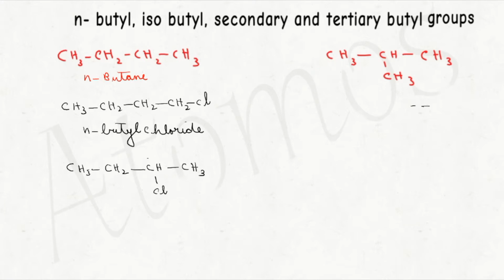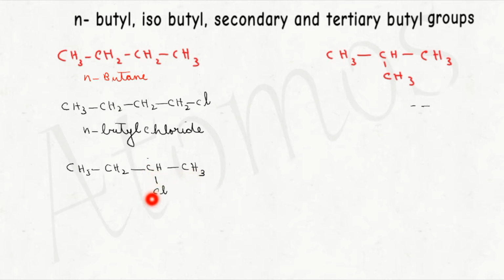Now what's the common name of this compound? First of all, we check which isomer this is. 4 carbon atoms having a straight chain, so this is normal butane. Then you check whether the substituent is attached to the end carbon atom. If it is attached to the end carbon atom, we don't change the name of the isomer; we will call it normal butyl chloride. But see here, the substituent is not attached to the end carbon atom but is coming in the middle.